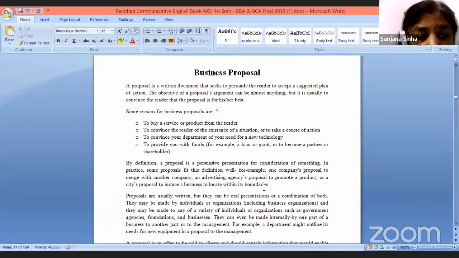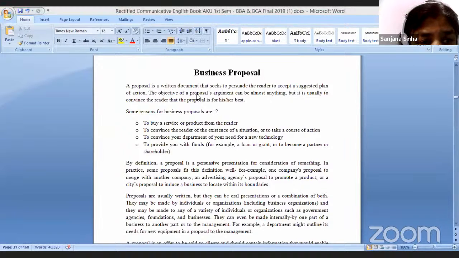Business proposals का reasons है, it can be to buy a service or product from the reader. Buy a service from the reader मतलब some advertisement है जिसके लिए you are advertising. Your proposal can be accepted. To convince the reader of the existing situation or to take a course of action. Reader को convince करना कि existing situation क्या है और please take the course of action. This is the existing situation, and you want the reader to take a course of action.